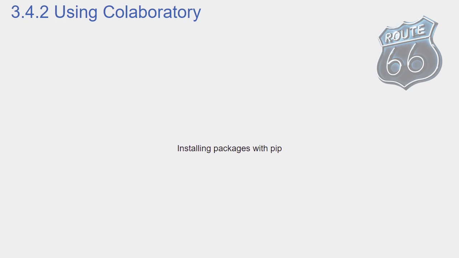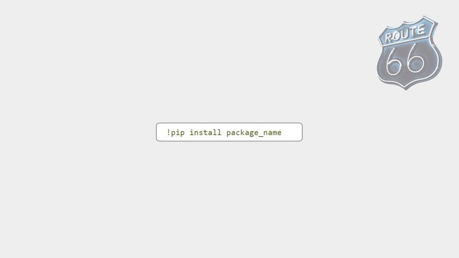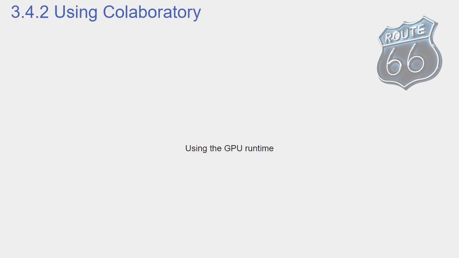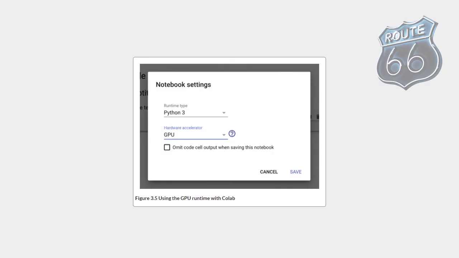Installing packages with pip. The default Colab environment already comes with TensorFlow and Keras installed, so you can start using it right away without any installation steps required. But if you ever need to install something with pip, you can do so by using the following syntax in a code cell. Note that the line starts with an exclamation point to indicate that it is a shell command rather than Python code. Using the GPU runtime. To use the GPU runtime with Colab, select Runtime, change runtime type in the menu, and select GPU for the hardware accelerator. See Figure 3.5.